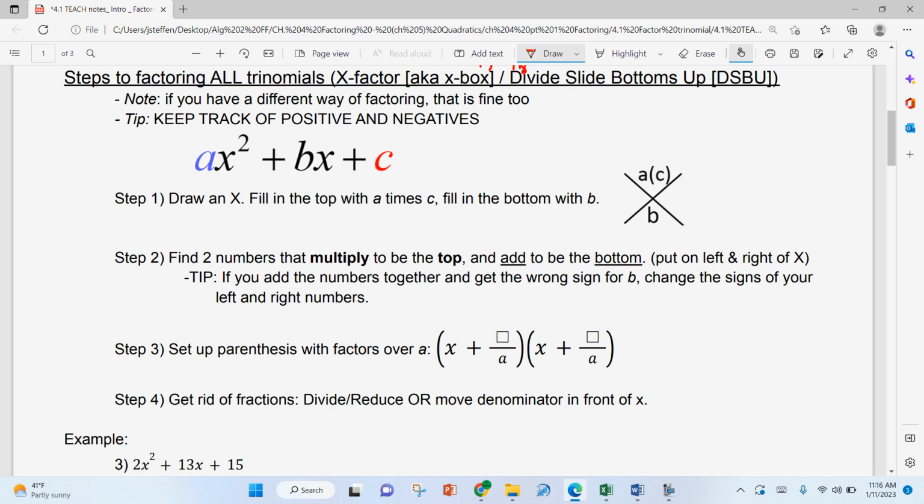First off, the quadratics that we factor using this are trinomials. There are 3 terms. You have an x squared, an x, and then a constant. The number with your x squared is always your a. The number with your x is your b.